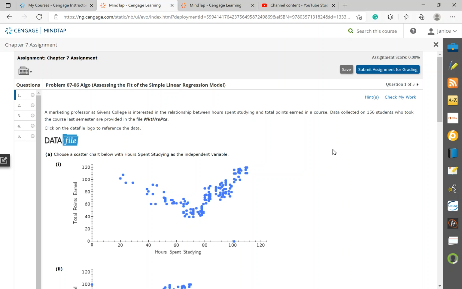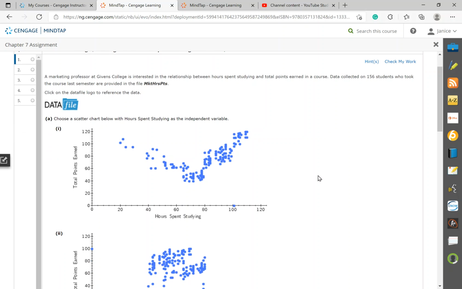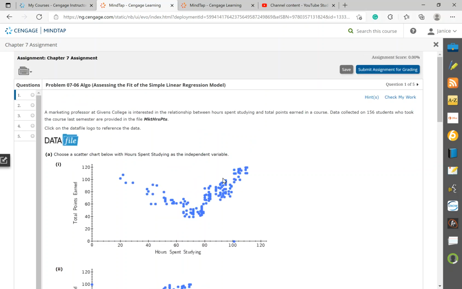And so I downloaded this data, and it's telling us we're looking at the correlation, or the relationship, between students' test scores and how many hours they spent studying. We can hypothesize that the more hours you spend studying, the higher your test score will be. But we're going to test this using a regression, a simple linear regression.